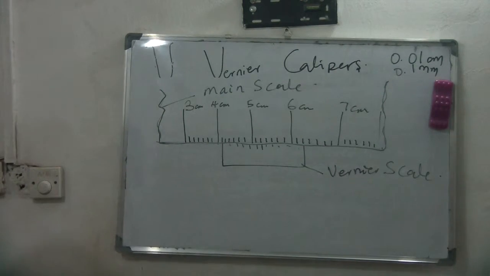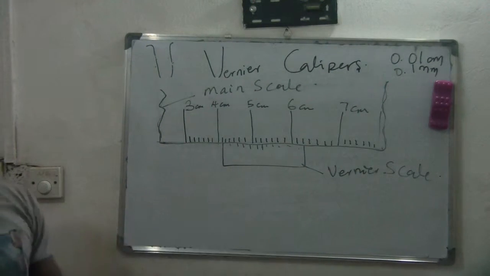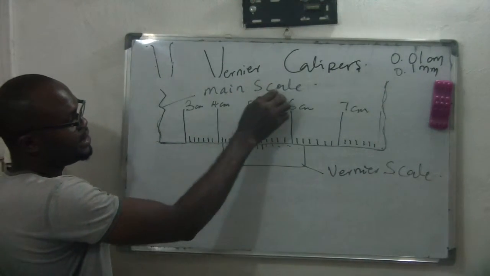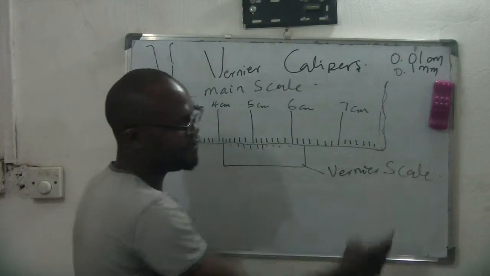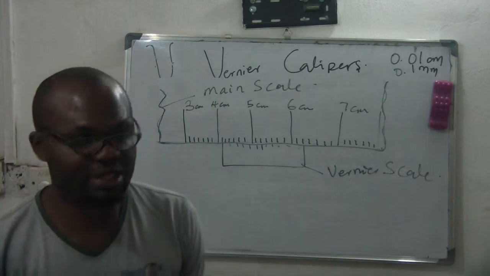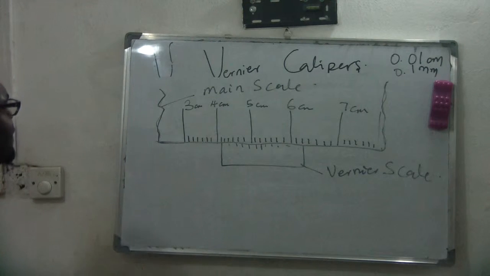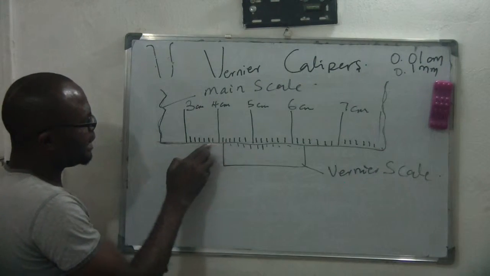So this is what we have, and this is how it comes out in JAMB every year. You understand? There is always the upper one known as the main scale and the lower one known as the Vernier scale. That's how it comes out in JAMB. So whenever you're given something like this, you just look at it. Can you see this?